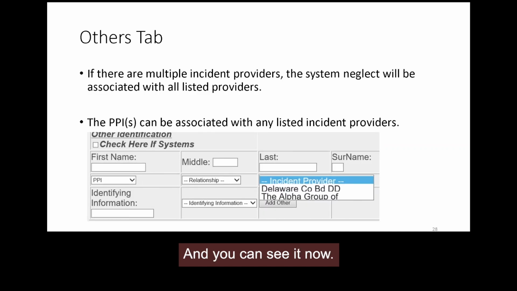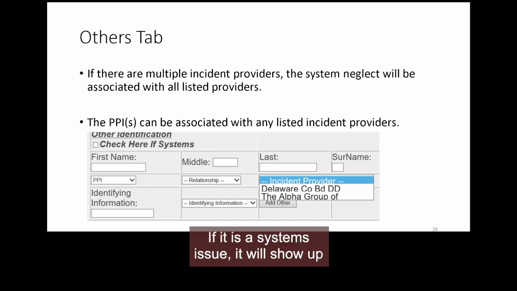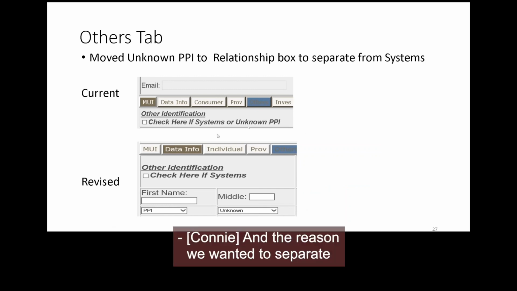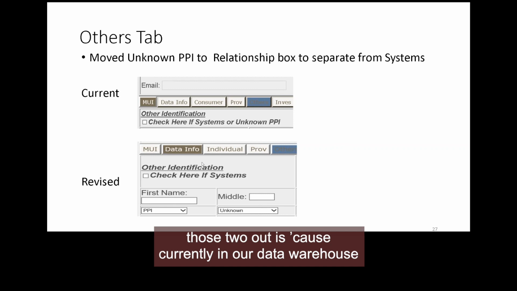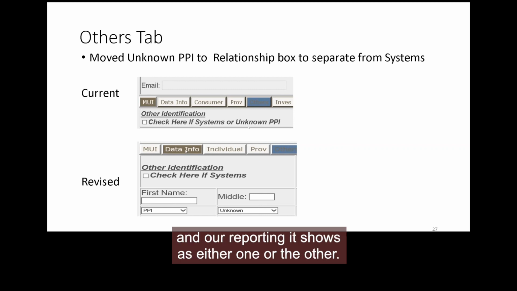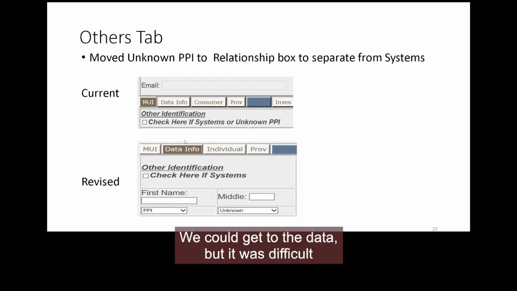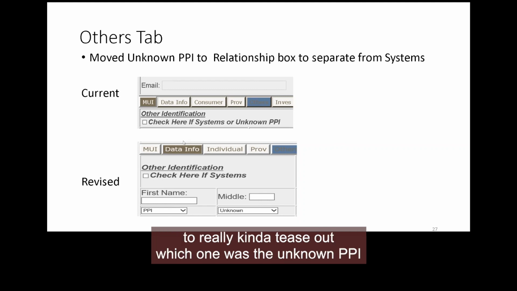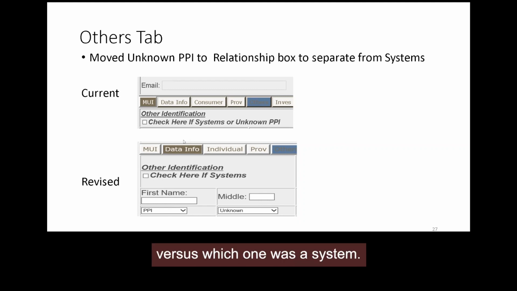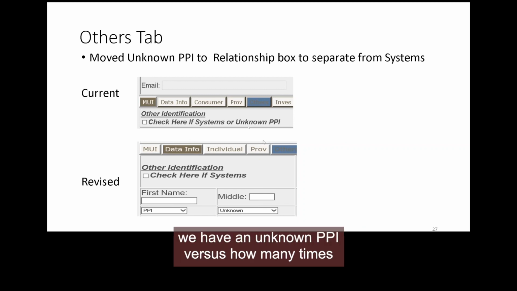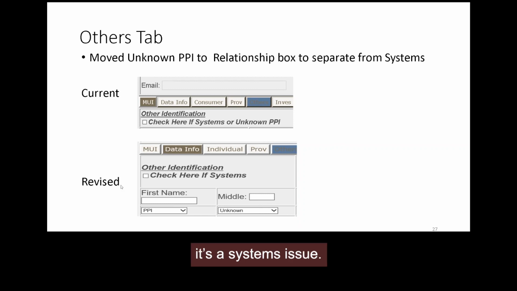As you can see it now, if it is a systems issue, it will show up under the relationship tab, under the drop down. And so here it is right here where you'll see unknown. The reason we wanted to separate those two out is because currently in our data warehouse and our reporting, it shows as either one or the other. We thought it was really important. We could get to the data, but it was difficult to tease out which one was the unknown PPI versus which one was a system. We think it's important to report back to you and to our other stakeholders how many times we have an unknown PPI versus how many times it's a systems issue.